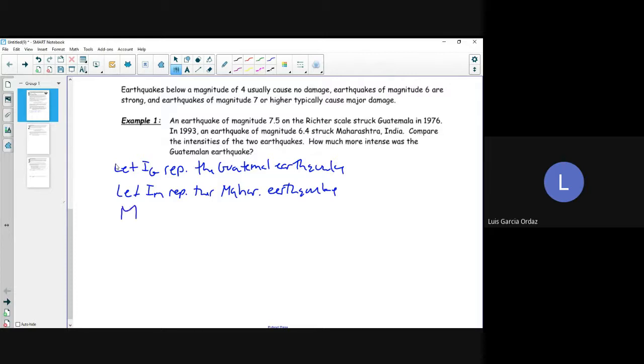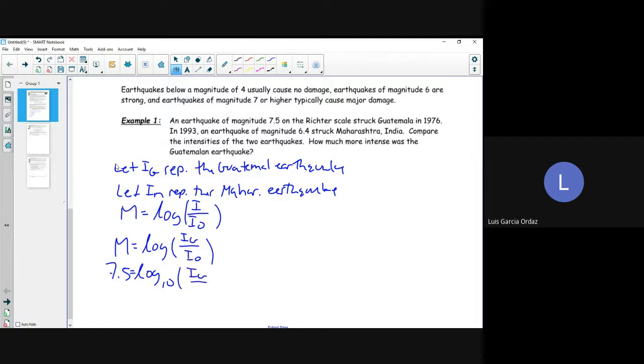So we're going to have M is equal to log of I over I0. M is equal to log of the intensity of the earthquake, and the first one is IG, which is the Guatemala, over I0, and then we know the Richter scale number for Guatemala was 7.5, so 7.5 is equal to log base 10, because we always assume it's a base of 10, of IG over I0. Now to get rid of the logs, we're just going to use our basic laws of logarithms. So this becomes 10 to the power of 7.5 is equal to IG over I0, which means IG is equal to I0 times 10 to the 7.5.